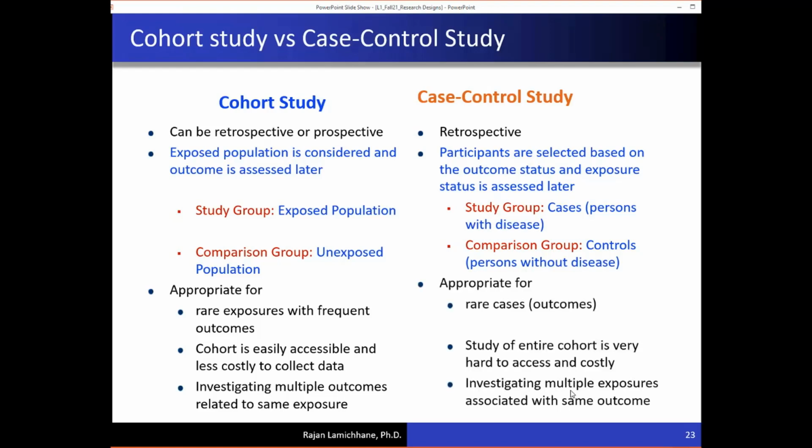On the other hand, in case control studies, since we start with the cases, it is good for rare disease. Also, when the study of the entire cohort is very hard, then we use case control study, and it is less costly, because you already start with the disease status. And case control study is useful to identify the several risk factors of the same outcome.